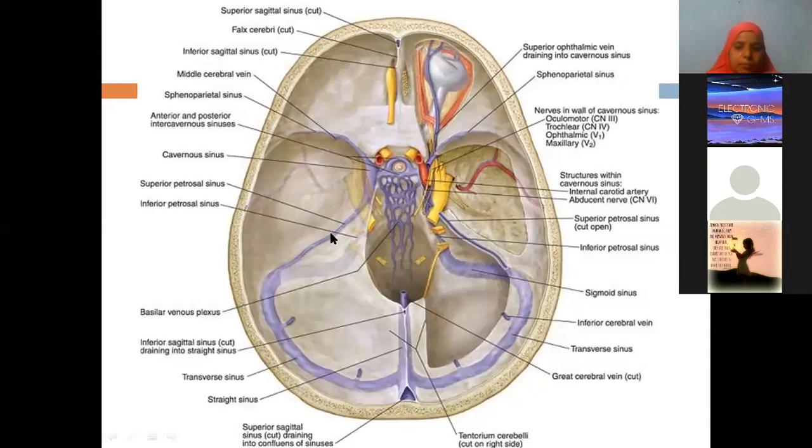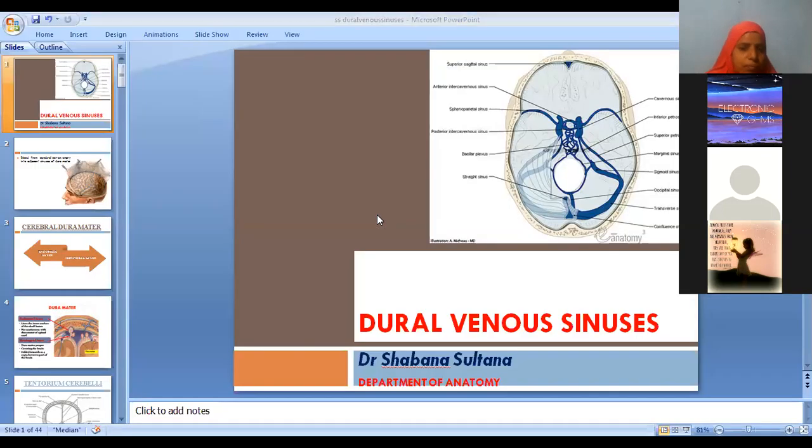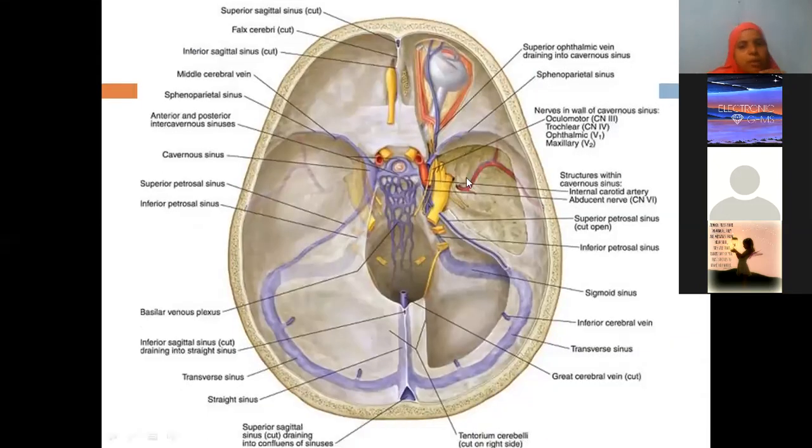This is our textbook Netter's picture. Here also you are finding certain sinuses which were not seen previously very clearly. So this is the anterior cranial fossa, this is the middle cranial fossa, this is the posterior cranial fossa. In the anterior cranial fossa, this area is the cribriform plate of the ethmoid bone and this area is the crista galli.